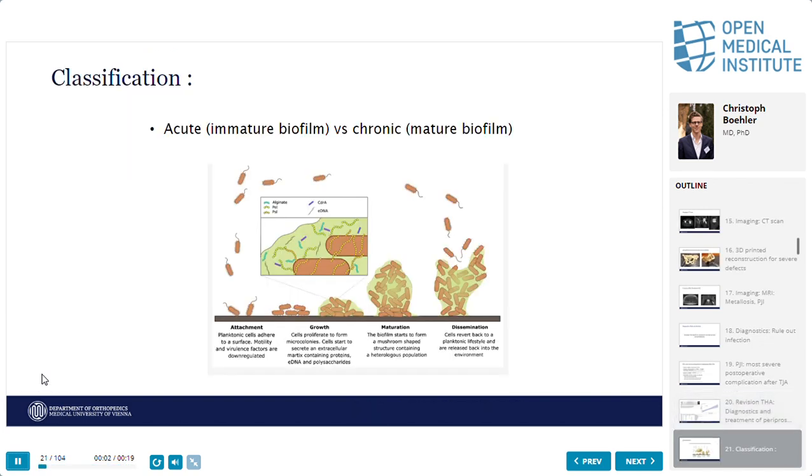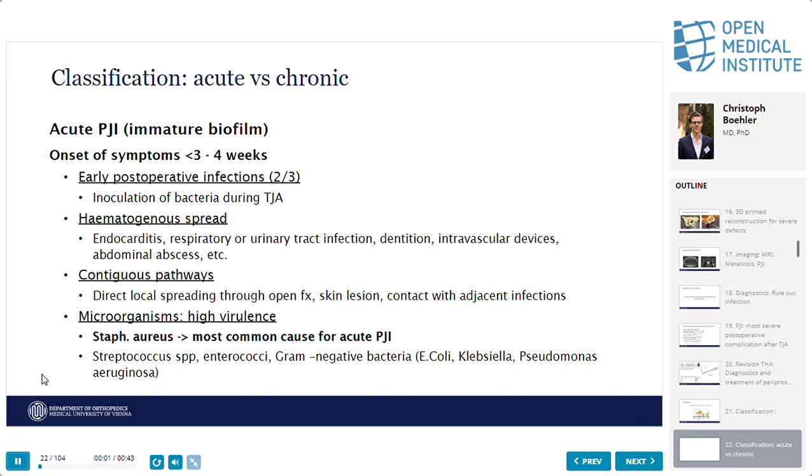The classification, the main difference is: is it acute and has an immature biofilm, so you can keep the implant, or is it chronic and you have a mature biofilm and the implant is lost and you have to change it, either 1 stage or 2 stage. The acute infection, we are talking about onset of symptoms 3 to 4 weeks, and this decreases more and more. Now the critical rate I will show you is more or less 1 week.